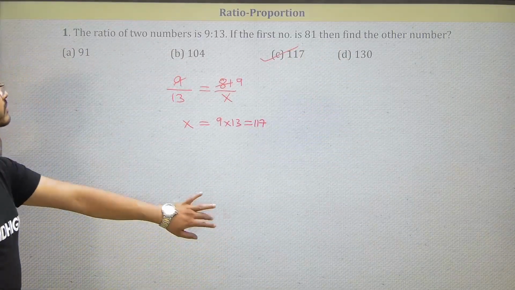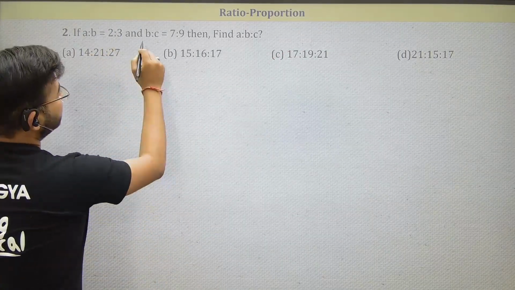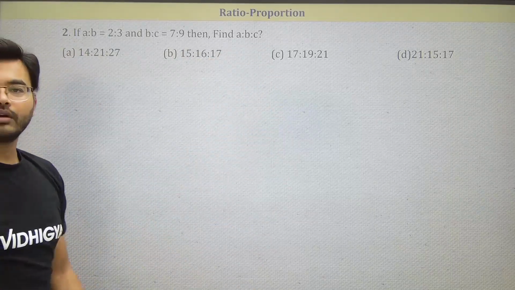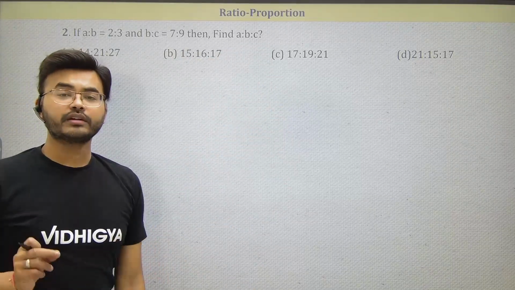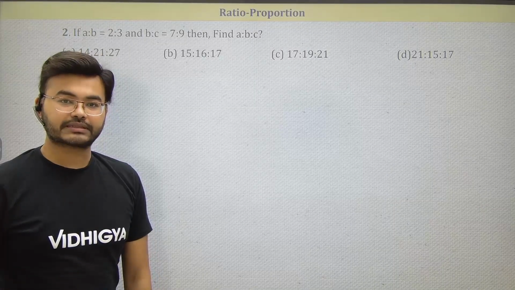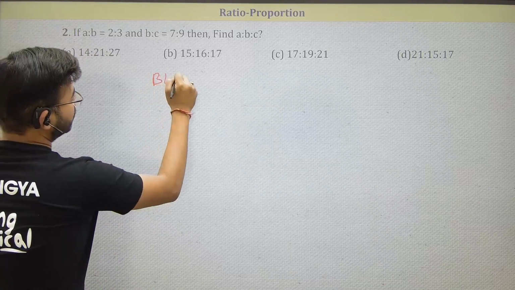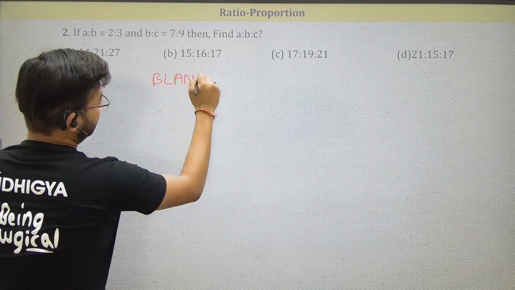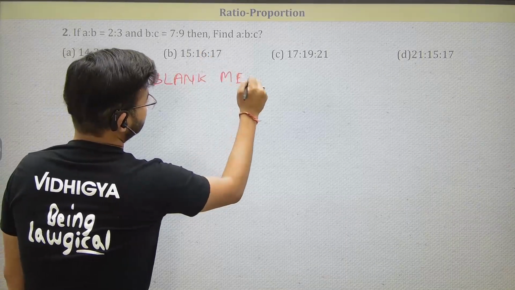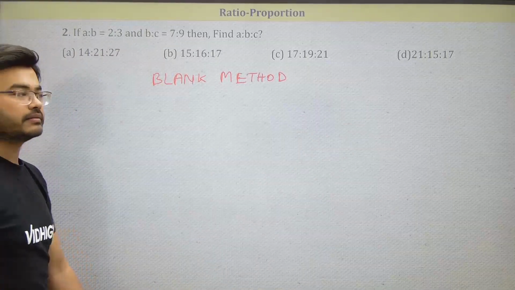Okay. Next, if A is to B is 2 is to 3 and B is to C is 7 is to 9, then we need to find A is to B is to C. Now here, one more important method as far as ratio proportion is considered is called the blank method. Okay. This is a magical concept. Once you learn this concept, doing such questions will become very easy. Okay. So we call it the blank method.